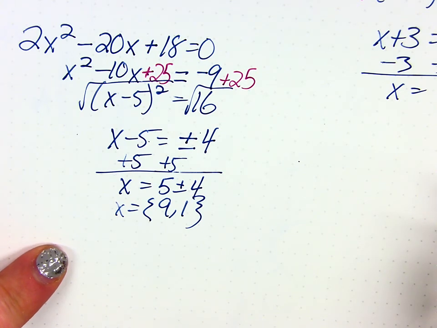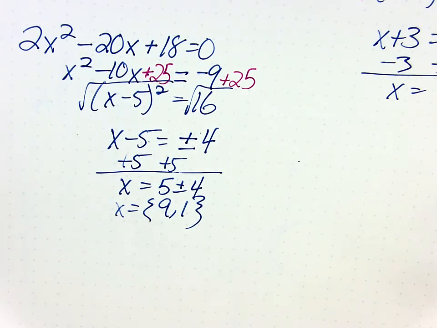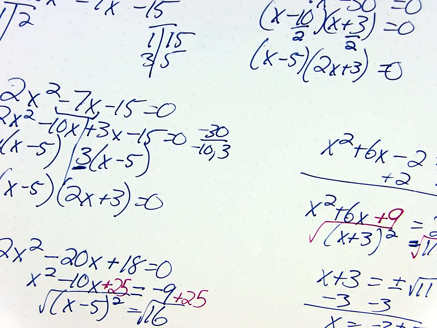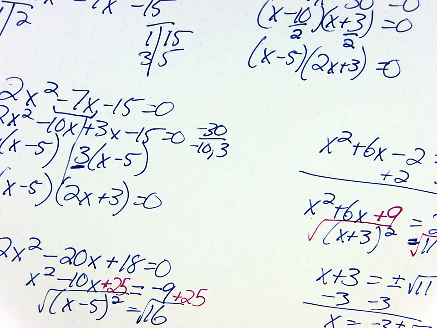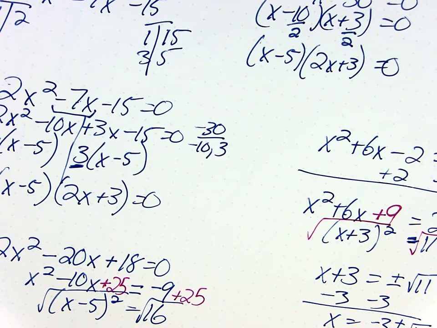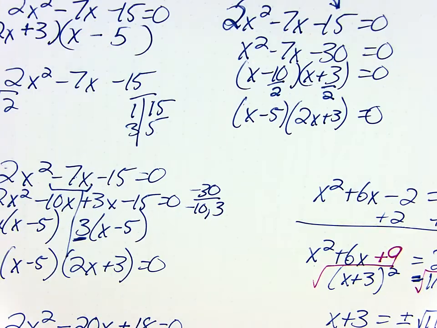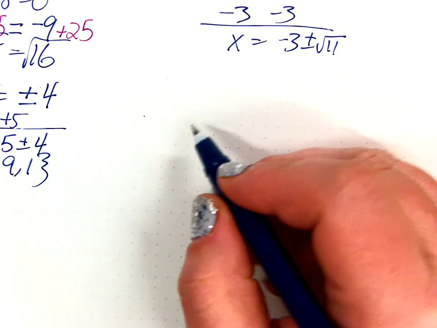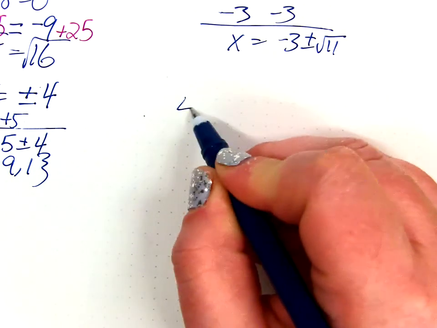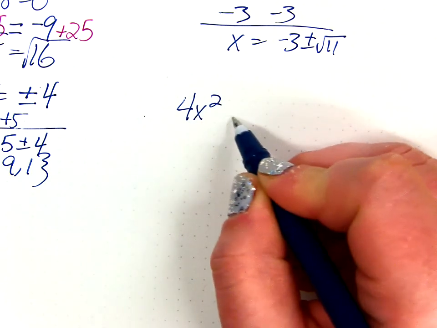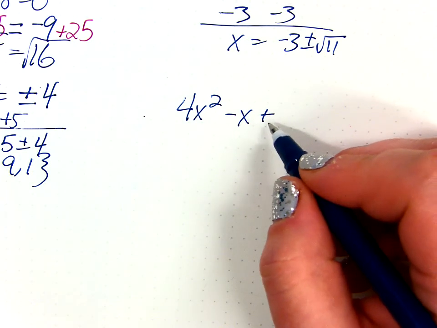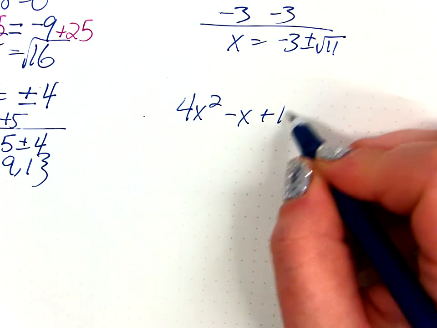Okay, so then the only type we have left to talk about is quad formula. So I'm thinking, does this last one, 10? Oh, I think you can factor that one. So let me just make one up that you can't factor, and that you would not want to do completing the square on. So you had like 4x squared minus x plus, oh, I don't know, 10.